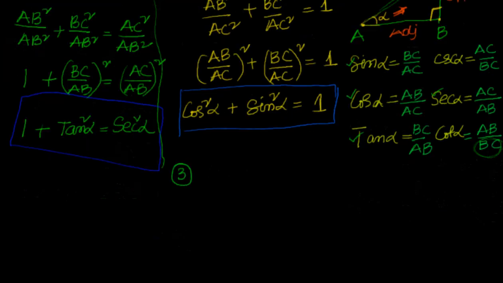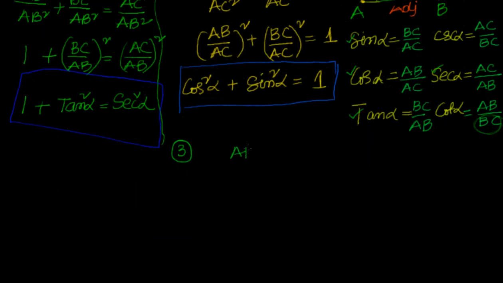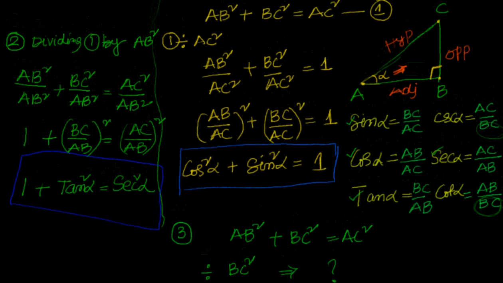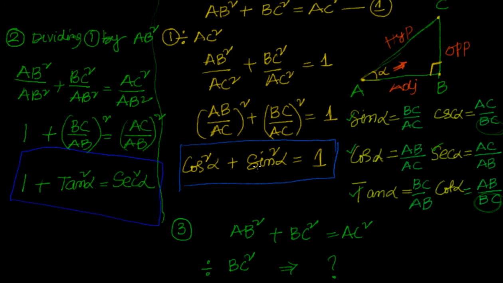So third, what you have to do? Take the equation AB square plus BC square is equal to AC square. Divide it by, for cosecant and cot, what is there at the bottom? BC. So divide it by BC square and see what is going to happen. Okay, you should get another trigonometric identity. These three identities are known as trigonometric identities between cos, sin, tan, secant, and cosecant. I am going to give it to you, but you try it.